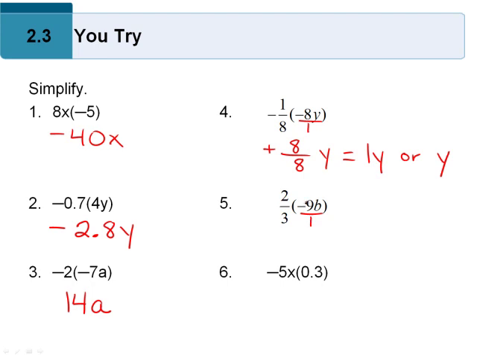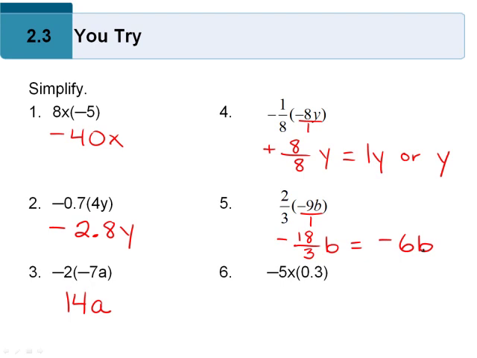Okay? Number 5, we're going to put the negative 9b over 1. So I have 2/3 times negative 9b over 1. So a positive times a negative is a negative. 2 times 9 is 18. And 3 times 1 on the bottom is 3. B out there at the end. And now simplify. Negative 18 divided by 3 is negative 6b. Just like that.